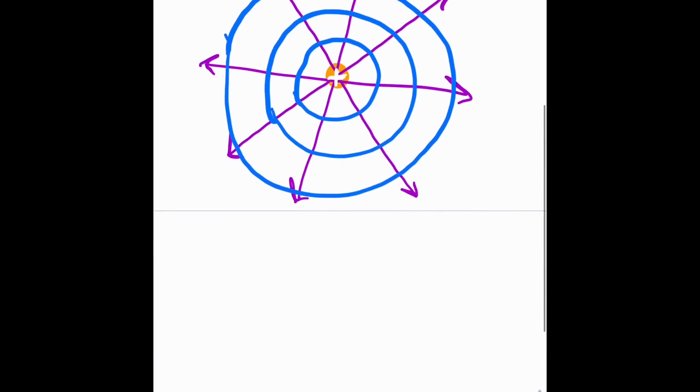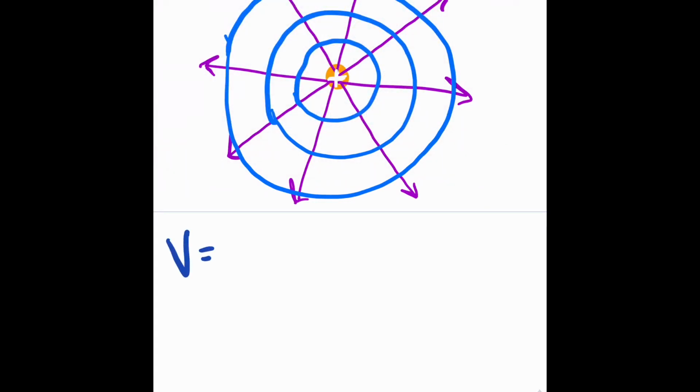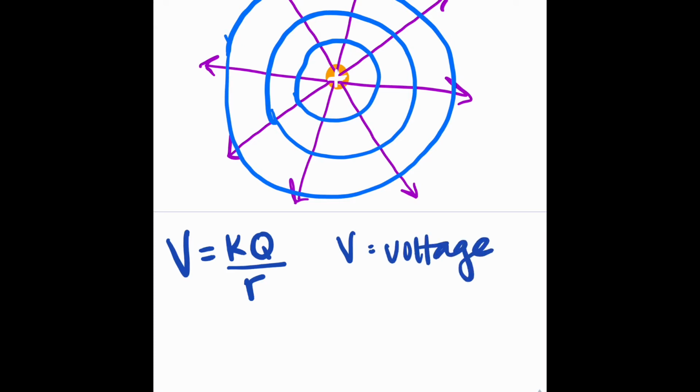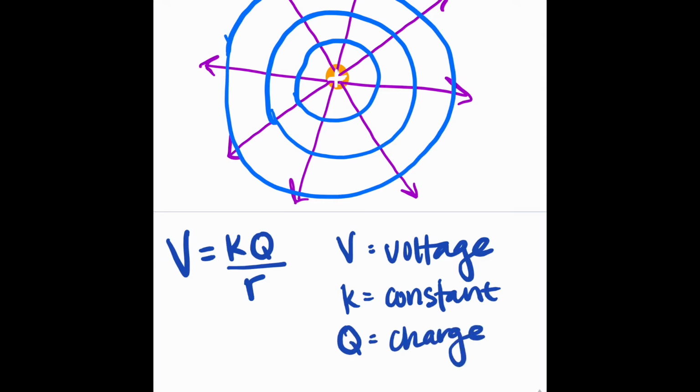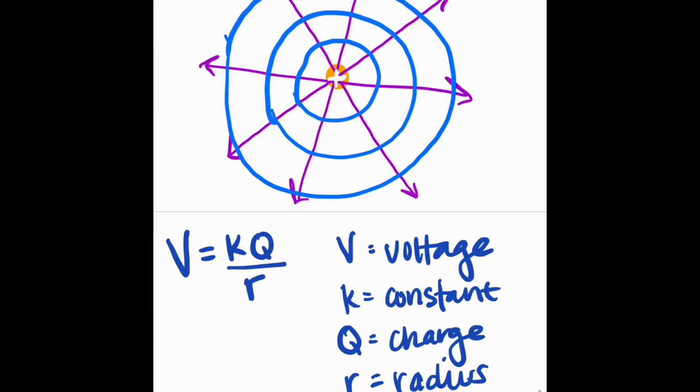We want to look at next at an equation here. And it's that V equals KQ all over R. The V represents voltage, K is a constant, Q is the charge of the particle, and R is the radius. Now we can see if we have a dot that we place anywhere along these lines.